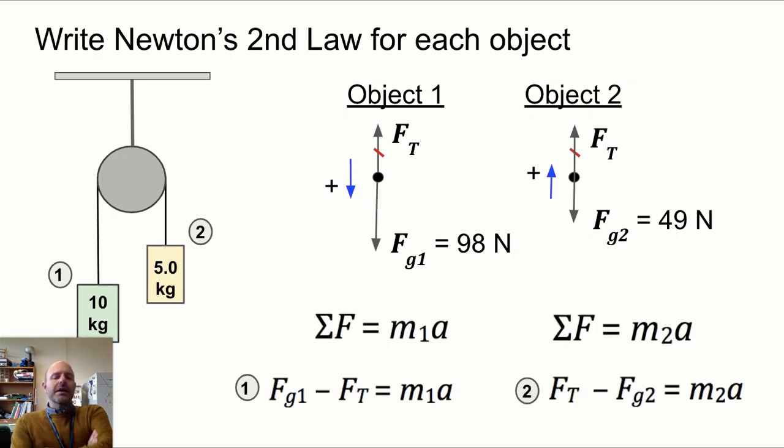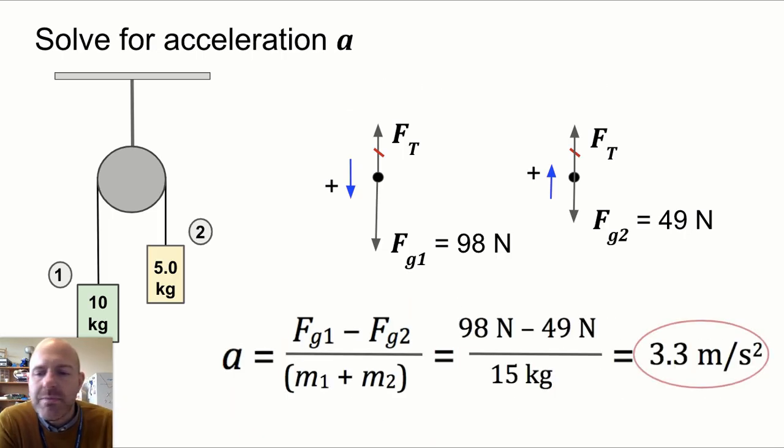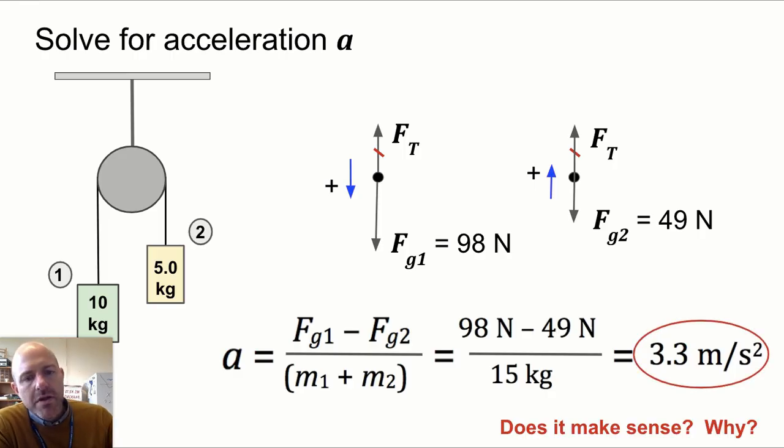So now we can write out two Newton's second law equations. The net force on 1 is m1a, the net force on 2 is m2a, and we can write out that that is the force of gravity minus the force of tension, and the force of tension minus the force of gravity for each of those masses. We can then combine these equations to solve for the acceleration. If we eliminate the force of tension, where we've got a positive and negative, we add them together, then we can solve for the acceleration, which is the same for both, and it ends up being about 3.3 meters per second squared.